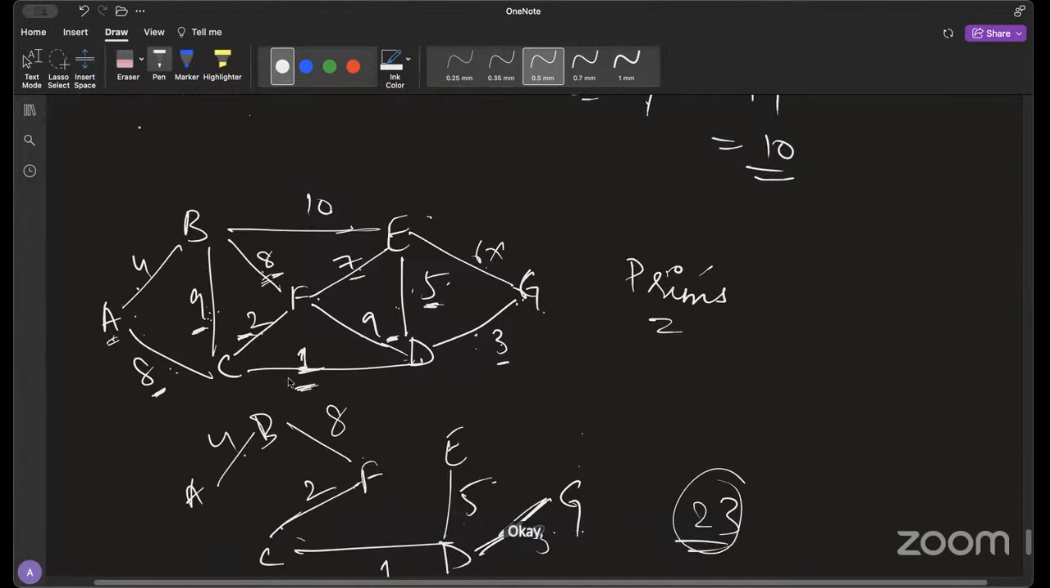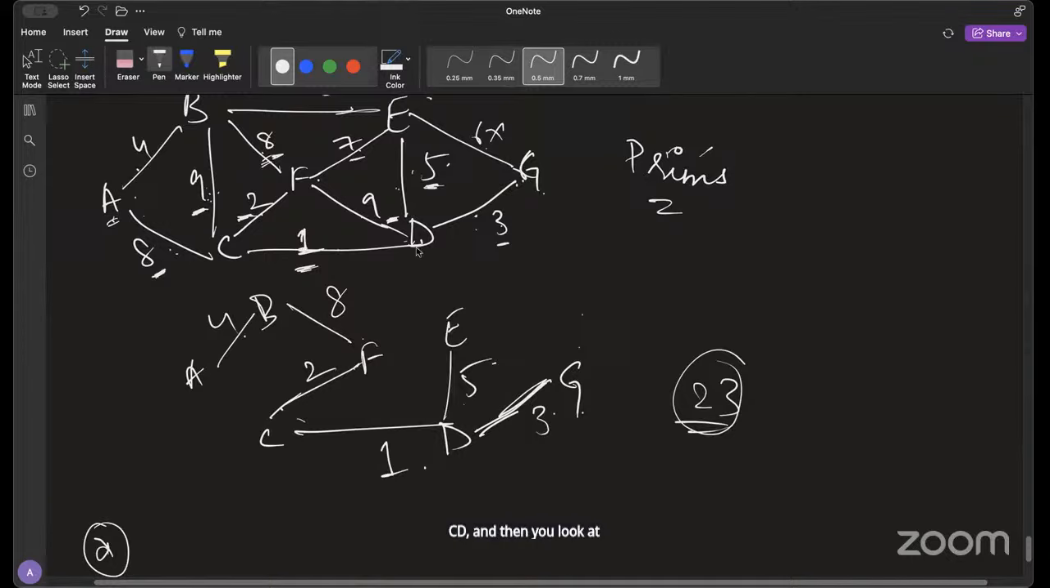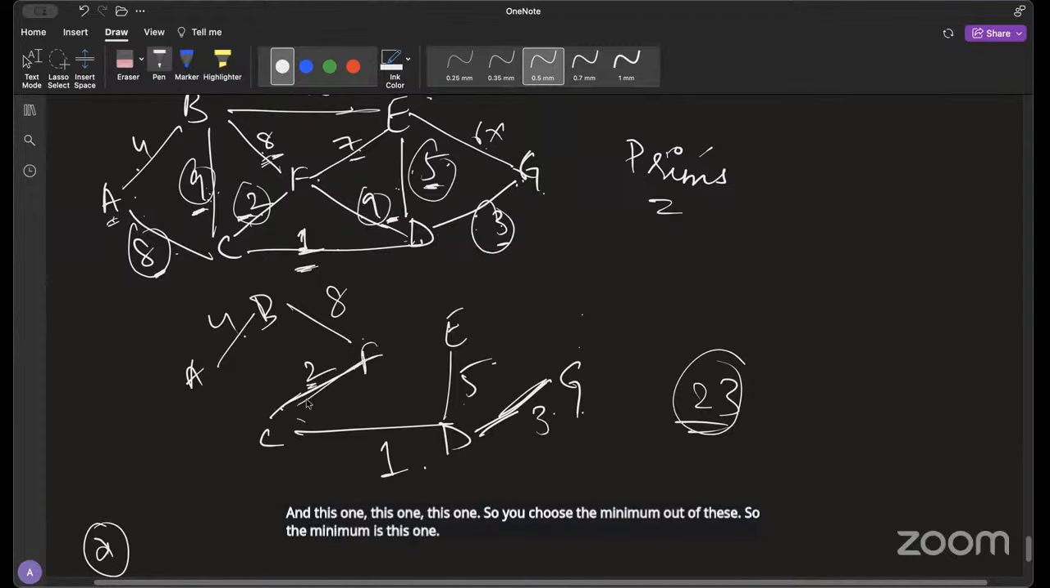Okay, you start from the minimum edge, the minimum weighted edge. So you start from here because you only have one here. So you start with this edge, CD, and then you look at from D and from C. So you have these edges here. This one, this one, this one, and this one, this one, this one. So you choose the minimum out of these. So the minimum is this one. So you draw this edge then.